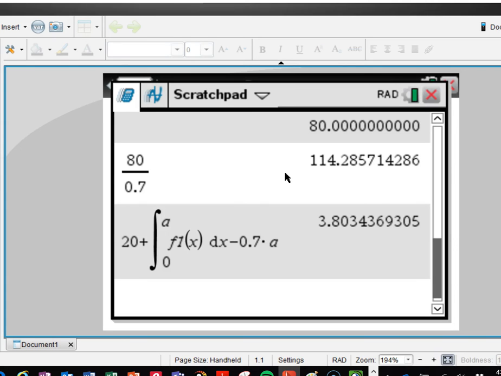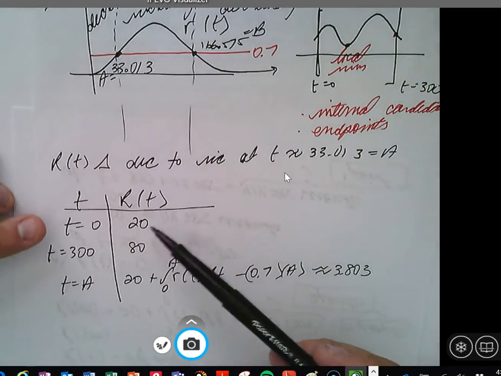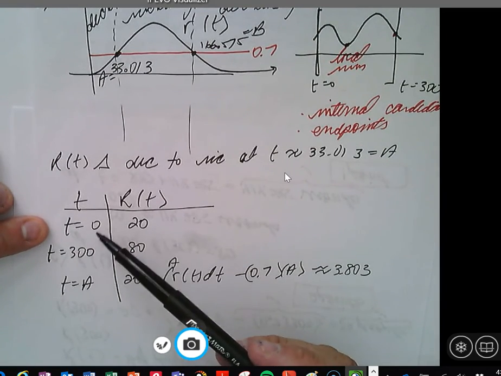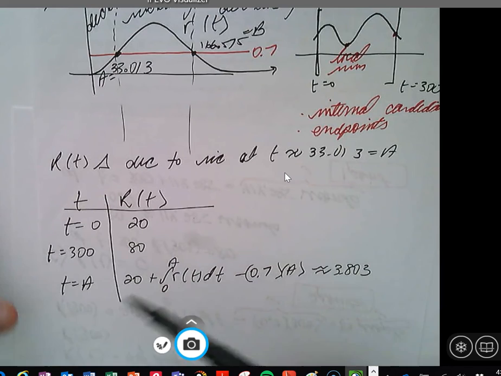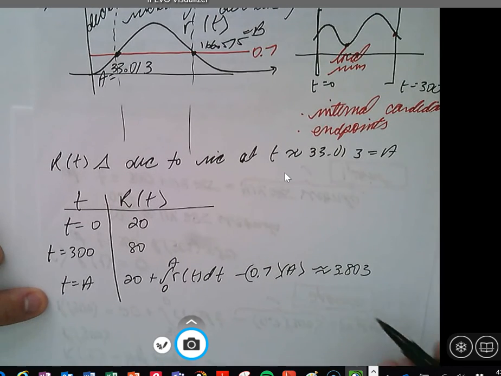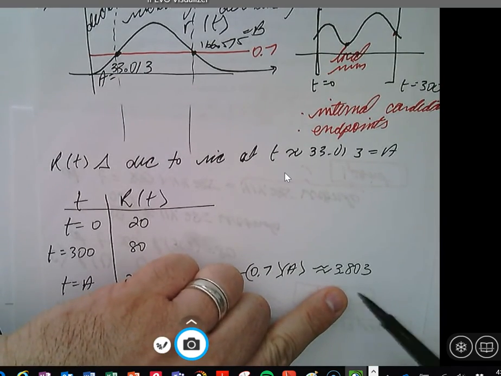Let's come back to the table so we can wrap this up. At my endpoints, I have 20 people and 80 people. At my internal candidate, I have 3.803 people in line. So where is the absolute minimum? What's the smallest number of people that I'm going to have in line? That's going to be this 3.803.